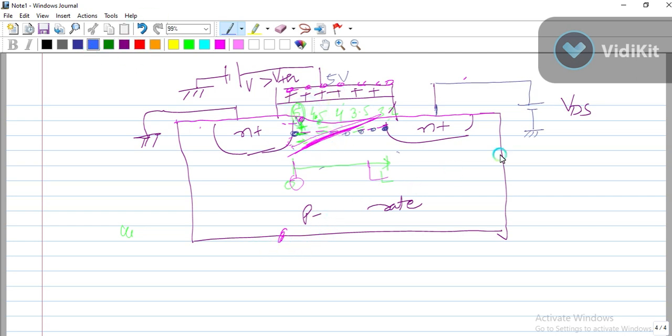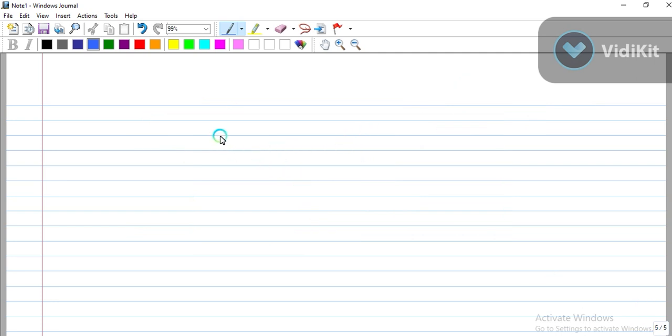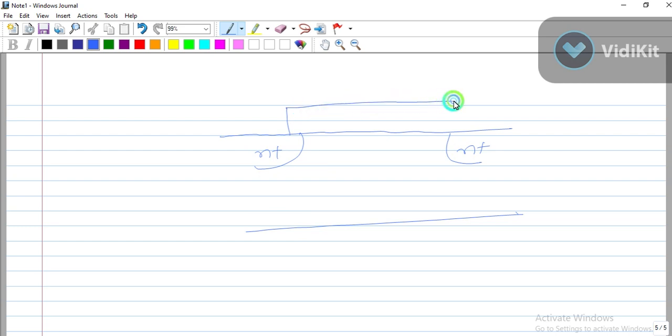Let me make one better picture. Let's go to the next page. Yeah, this one. This is N plus, this one is N plus, and this is the gate. This is VDS and there is VGS.